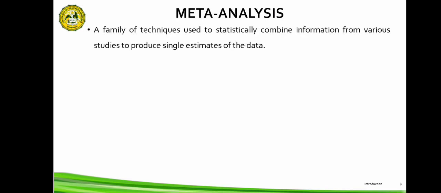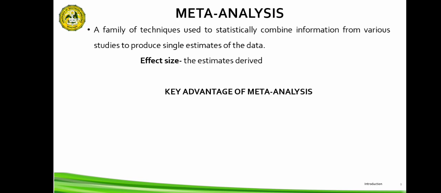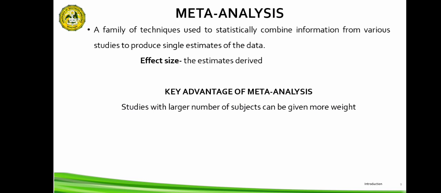Meta-analysis is defined as a family of techniques used to statistically combine information from various studies to produce single estimates of the data. The estimates derived is what we call the effect size. There are several advantages that are being linked to meta-analysis. The key advantage of it is that it studies with a larger number of subjects, and that larger number of subjects are given more weight.